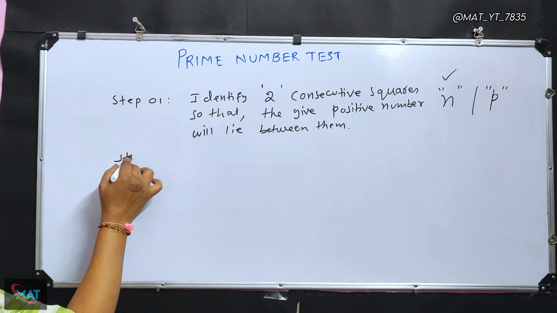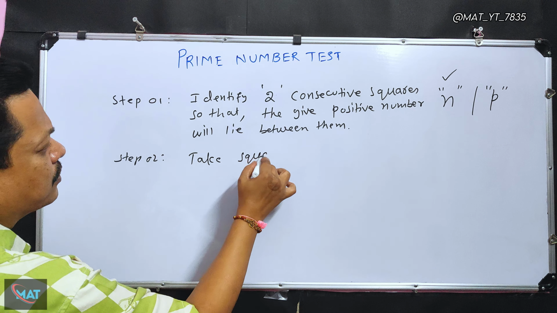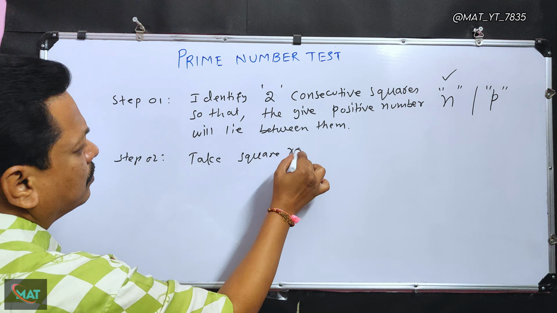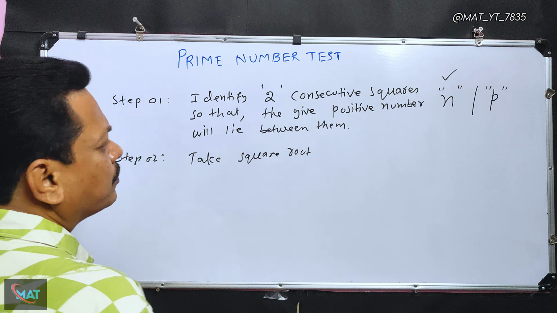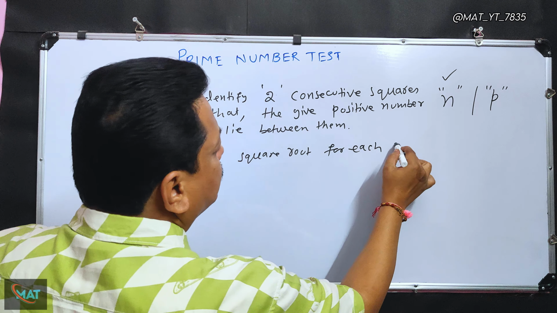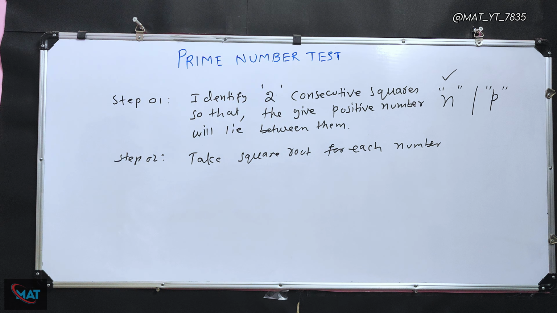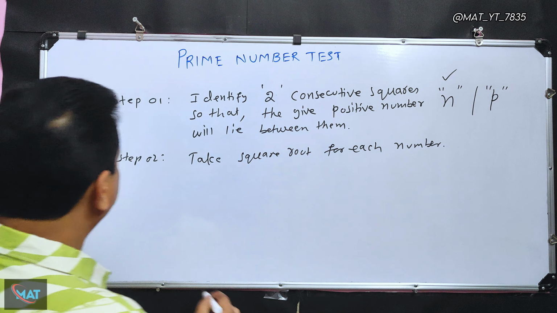Step 2, take the square root for each number. I'll explain the second step with an example, then it becomes very clear to you.